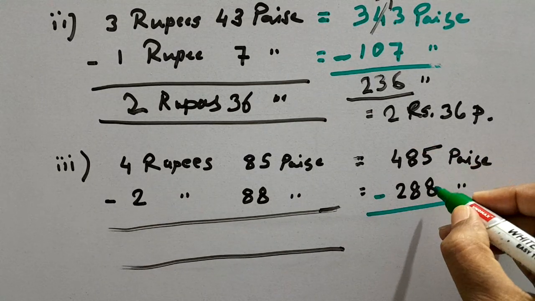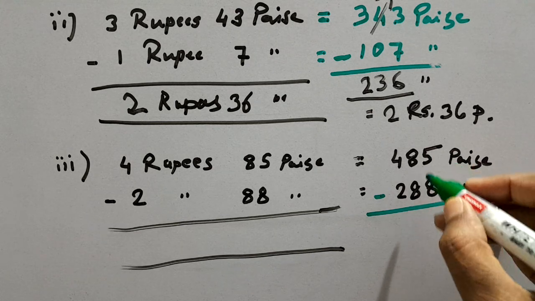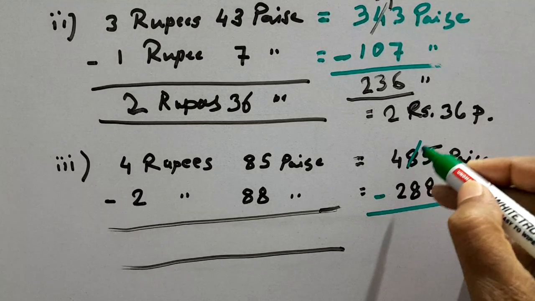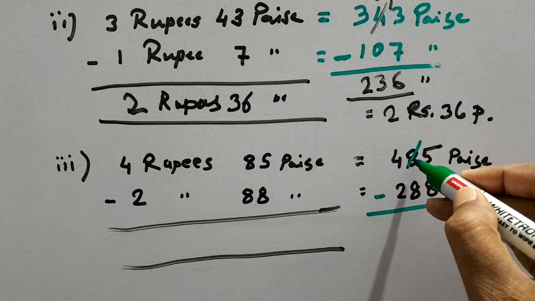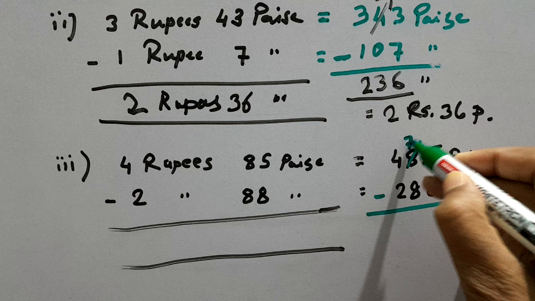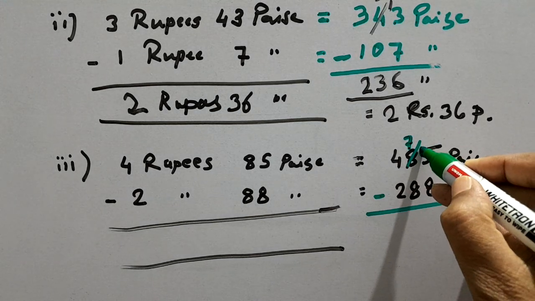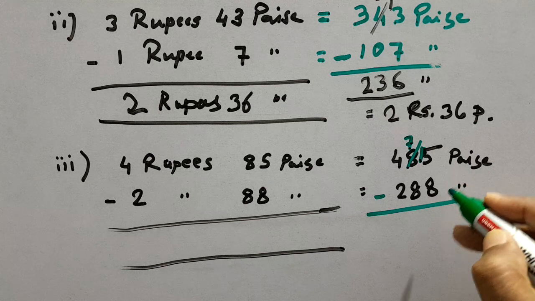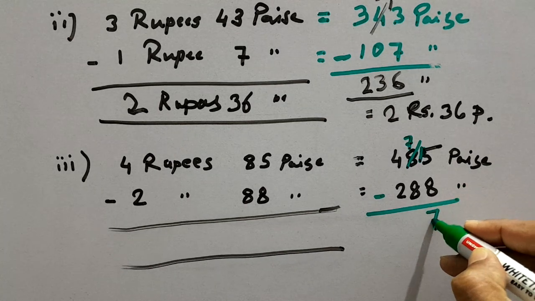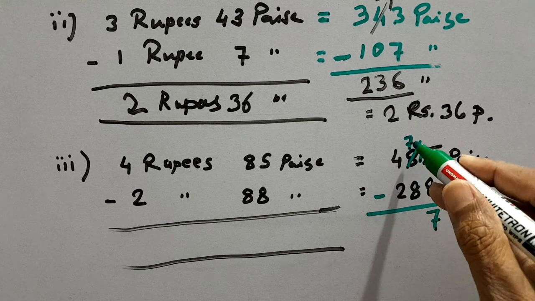Here it is 5, here it is 8. So we cannot subtract 8 from 5. So in the same way, we'll borrow 1 from the 10th place. So 8 will become 7 here, and 5 will become 15. So here 15 minus 8 is 7.